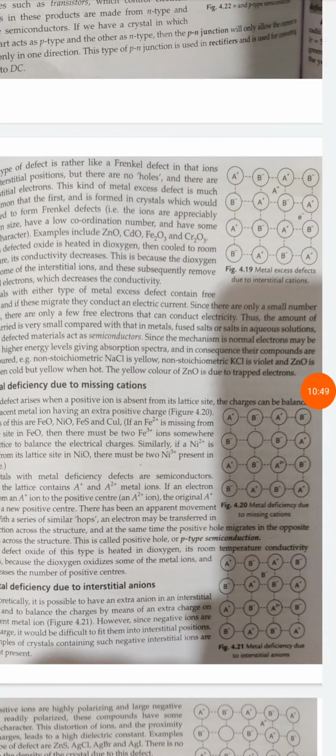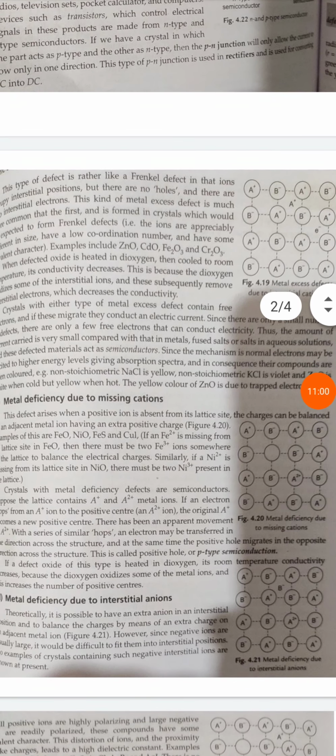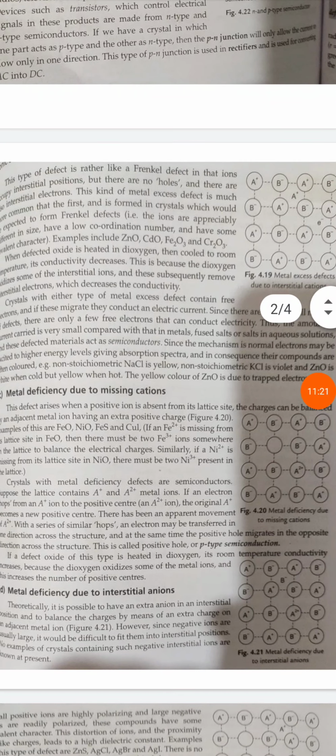When defected oxide is heated in dioxygen and then cooled to room temperature, its conductivity decreases. This is because the dioxygen oxidizes some of the interstitial ions, and these remove interstitial electrons, which decreases the conductivity. Crystals with either type of the metal excess defects contain free electrons, and if these migrate, they conduct an electric current.